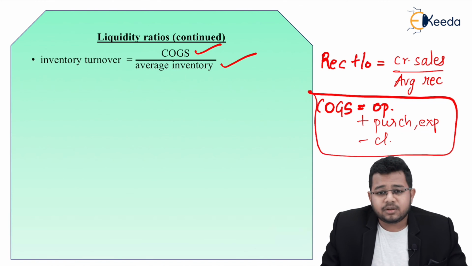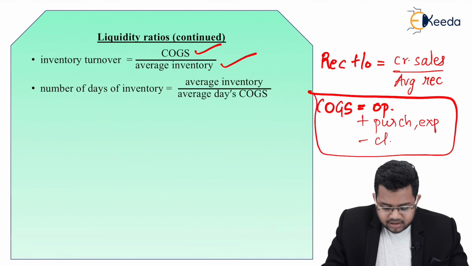How can we again interpret it? If you remember, what was receivables turnover? Number of times in a year I am creating my receivables and collecting money. Similarly, inventory turnover would be number of times in a year I am creating inventory or purchasing inventory and then I am selling it.